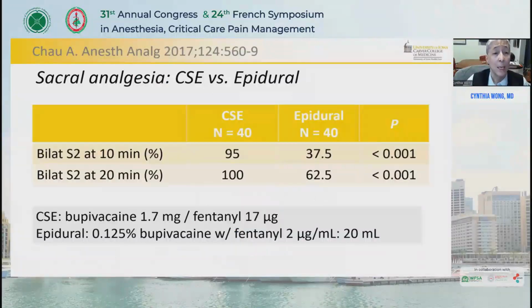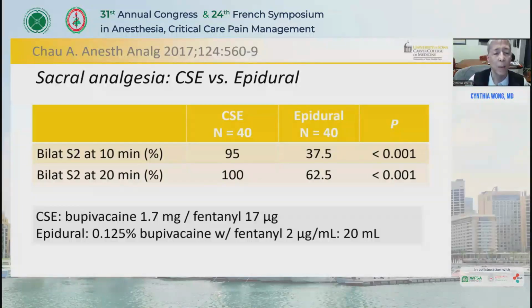If you look at a CSE versus an epidural technique, this is a randomized controlled study, and you look at the outcome of bilateral S2 blockade at 10 minutes. This first column, CSE, you can see that the sacral block occurs in almost 100% of patients at 10 minutes, and for sure at 20 minutes, 100% of patients have sacral coverage.